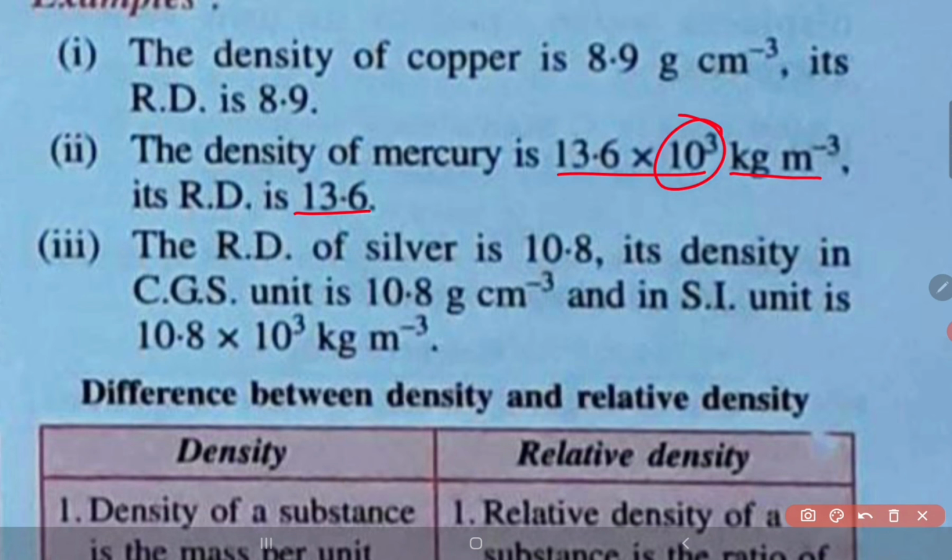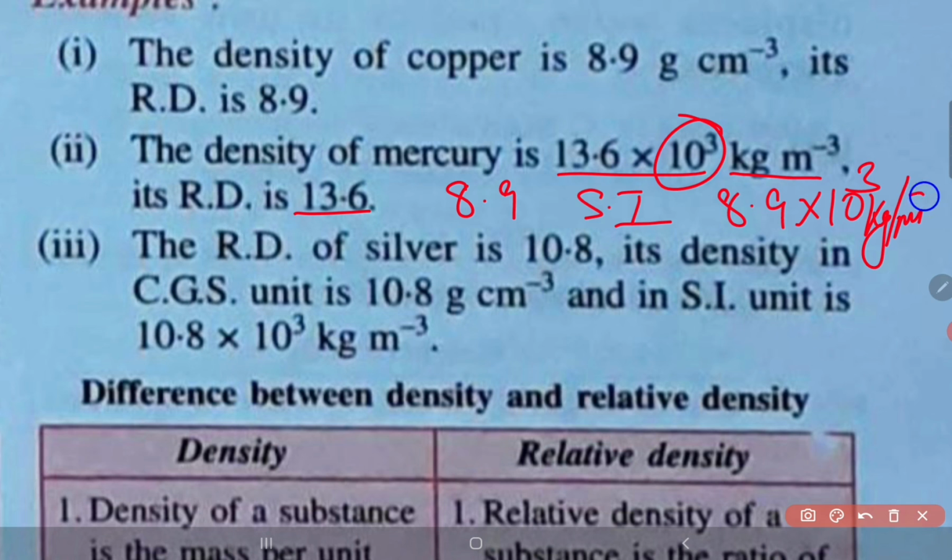Okay. Or if the relative density given to us is suppose 8.9, then in the SI system, the density will be equal to 8.9 multiplied by 10 to the power 3 kilogram per meter cube, right? So the relative density of silver is 10.8. Its density in CGS system will be 10.8 gram per centimeter cube, and in the SI system it shall be 10.8 into 10 to the power 3 kilogram per meter cube.